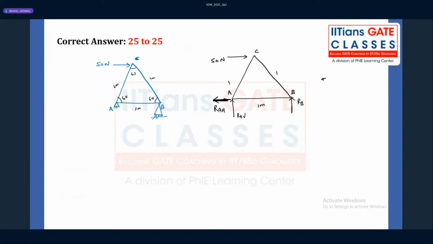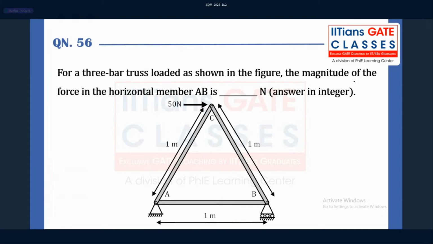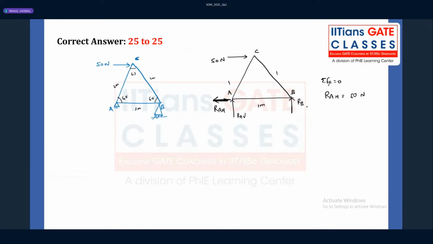Now, summation of force in the x direction you can take as 0. So RAH value will be 50 Newton. And then, summation of force in the y direction to be 0. For that you can write RB plus RAV equals 0, because there is no external force in the y direction. That is equation number 1.